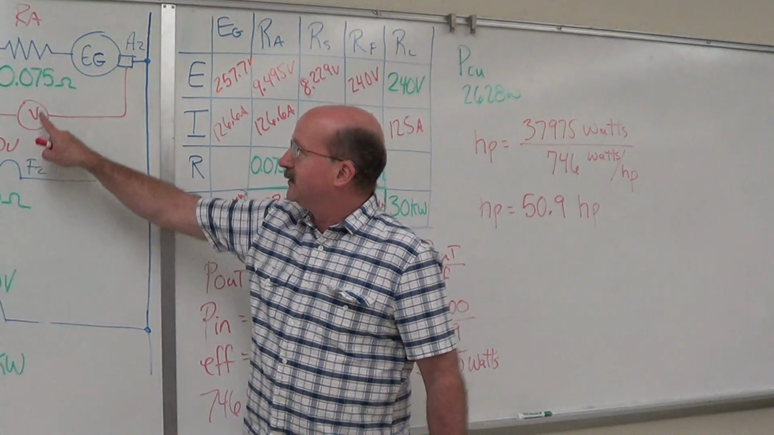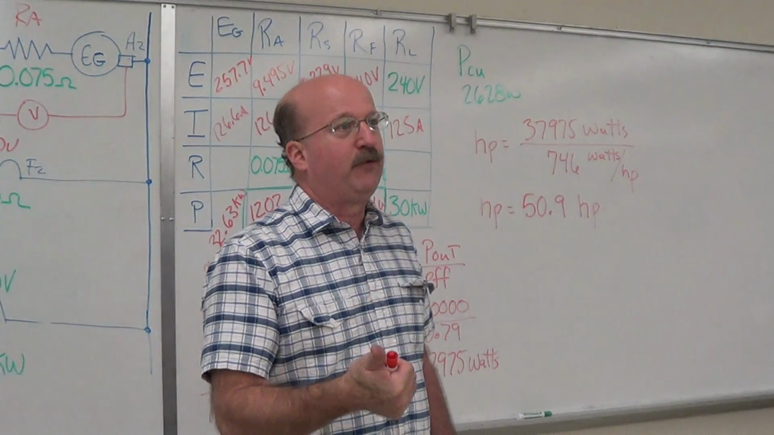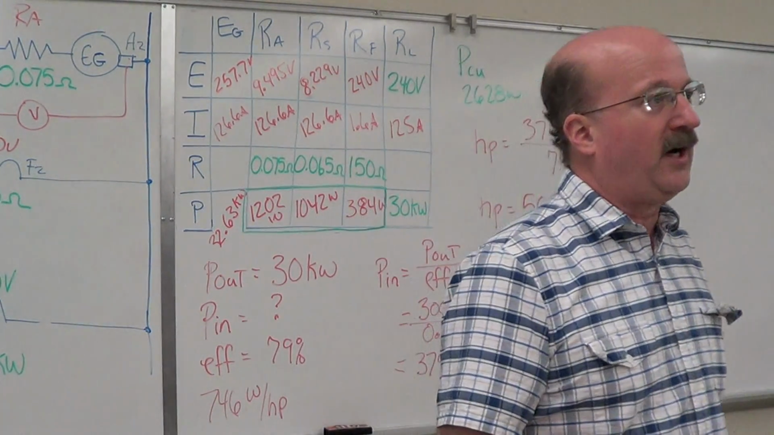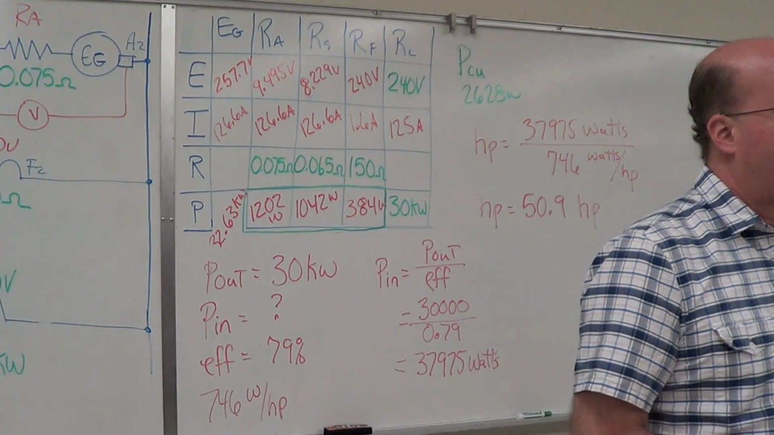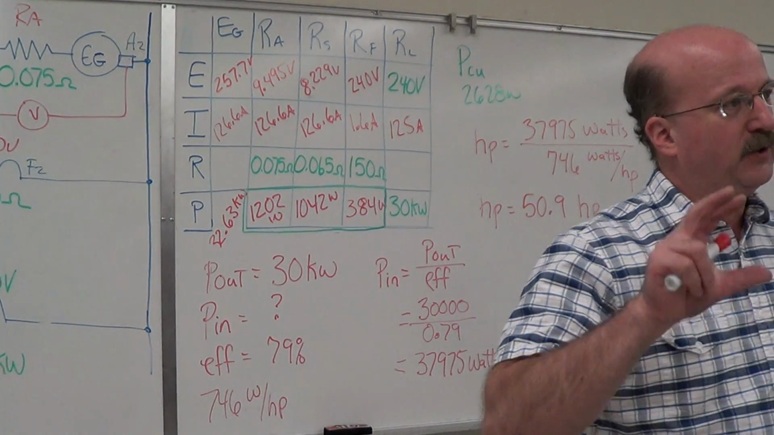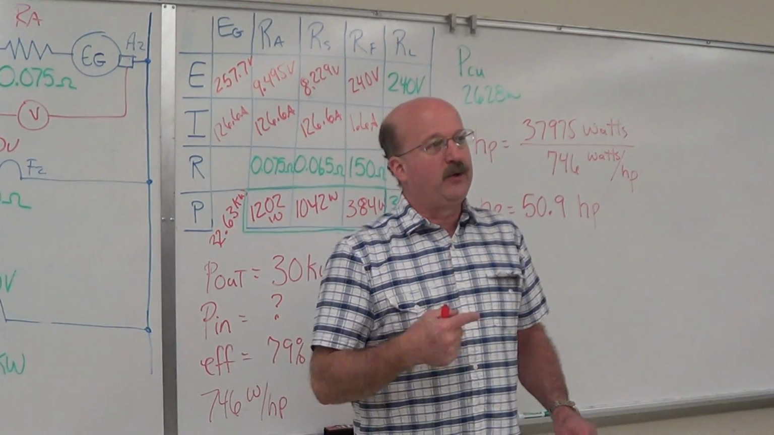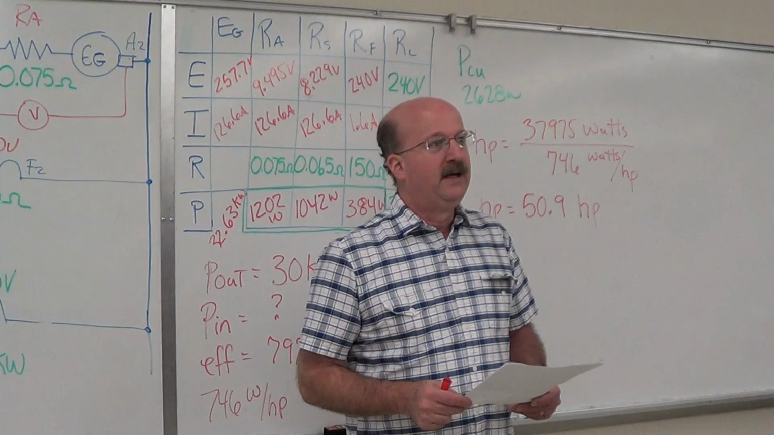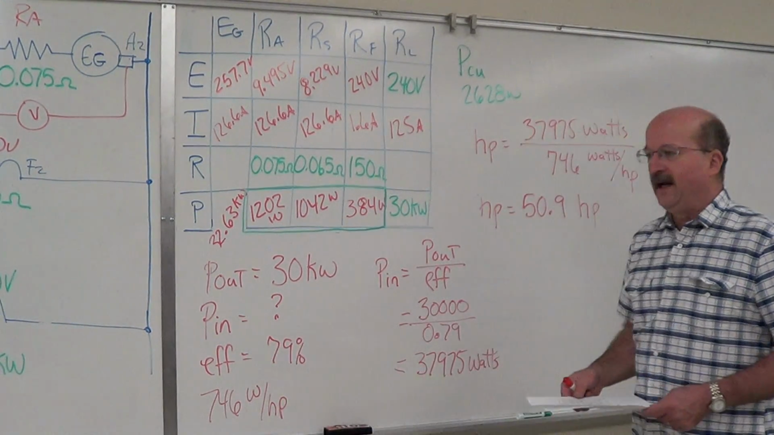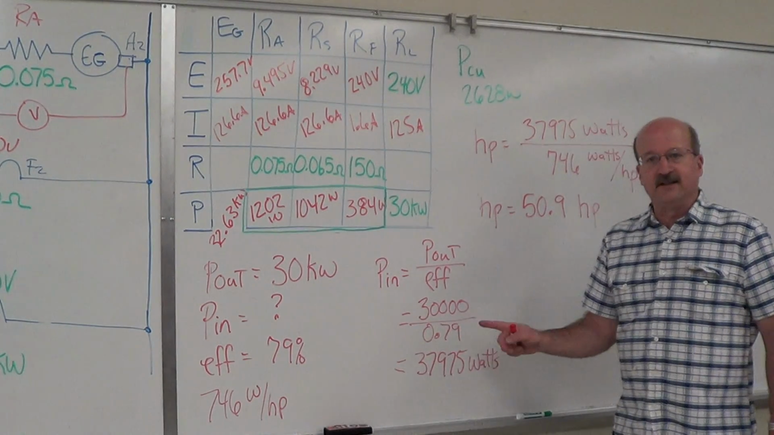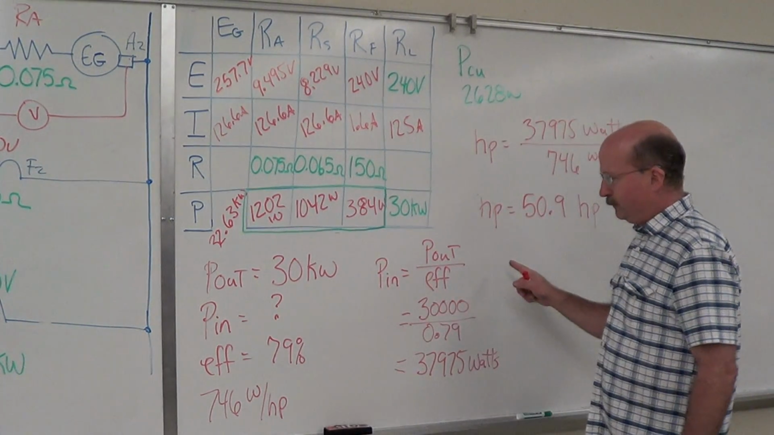That's part of our losses, that's part of our losses. Then you have the friction losses, the windage losses, the brush losses. So efficiency only talks about what's at the load. Efficiency is your final output at the load versus the power you have to put in. If we take all of this, we know what our copper losses are, right?